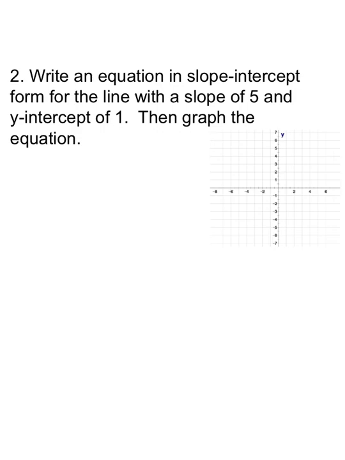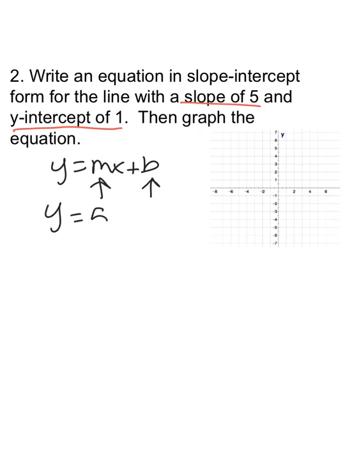Example 2, write an equation in slope-intercept form of the line with a slope of 5 and a y-intercept of 1. So again, I'm going to bring down our y equals mx plus b. And so we are going to plug in our slope and our y-intercept. So we have y equals, our slope is 5, x plus our y-intercept is 1. And so we're going to graph this, and we're going to always start at our y-intercept. So again, instead of 0, 0, we're going to start here at +1, which is the same thing as 0, 1. And we're going to put a point there.